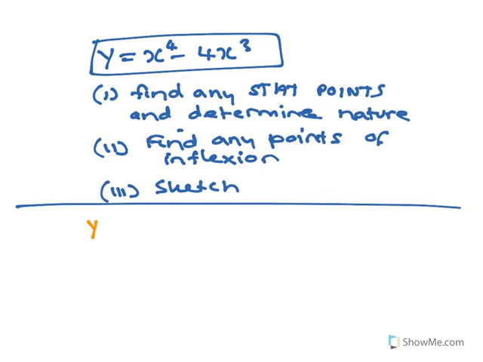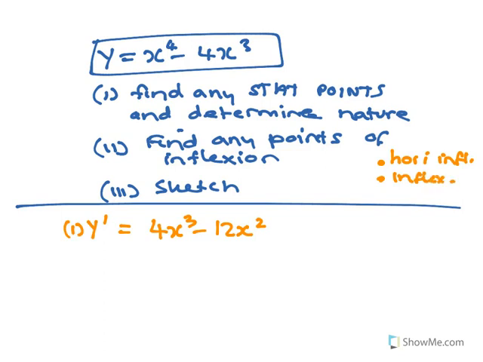Okay, so find any stationary points. So part 1, I find y dash, which is 4x cubed minus 12x squared. With this question too, there's going to be horizontal points of inflection, and we're also going to find the inflections that are in between the stationary points.